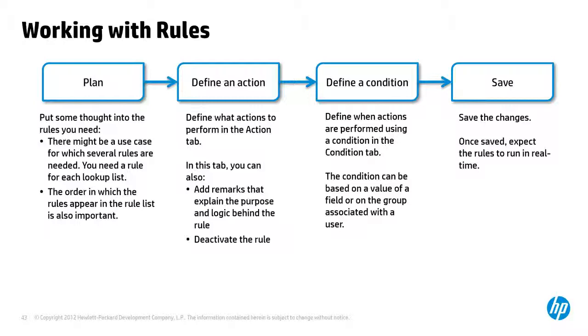So here's a general workflow when working with business rules. We plan, we define an action, we define a condition, and then we save. The planning generally comes across something that you've done before. A lot of organizations have several meetings in order to build a project template in ALM.